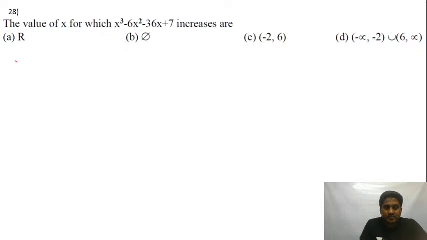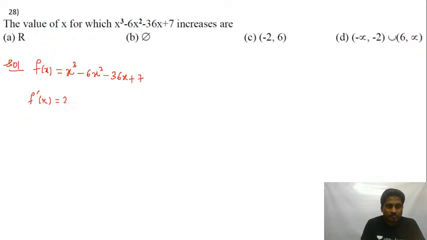The value of x for which the function is increasing. So I'm going to take f of x is equal to x cube minus 6x square minus 36x plus 7. This is f of x. f dash of x is equal to the differentiation of x cube, which is 3x square, the differentiation of 6x square, which is 12x, minus 36, and 7 is a constant, so it is 0.